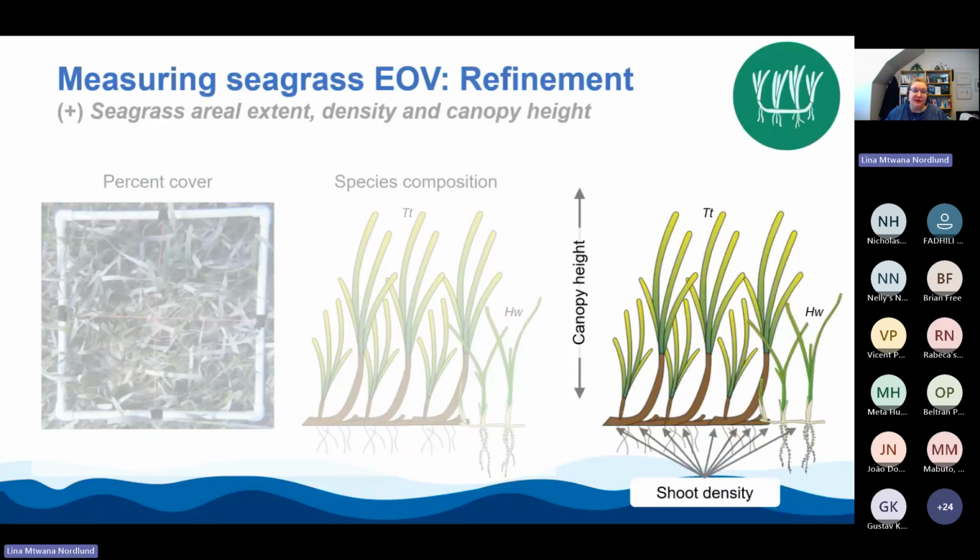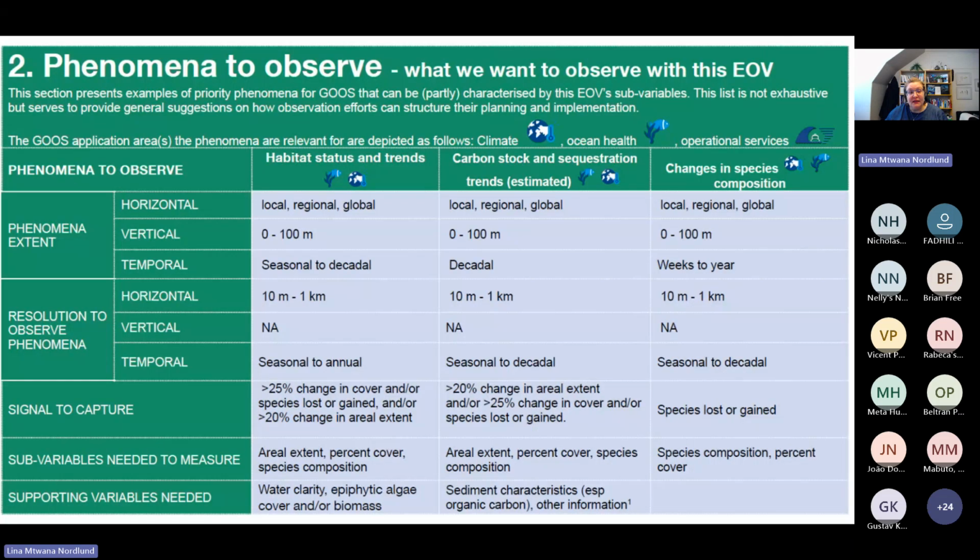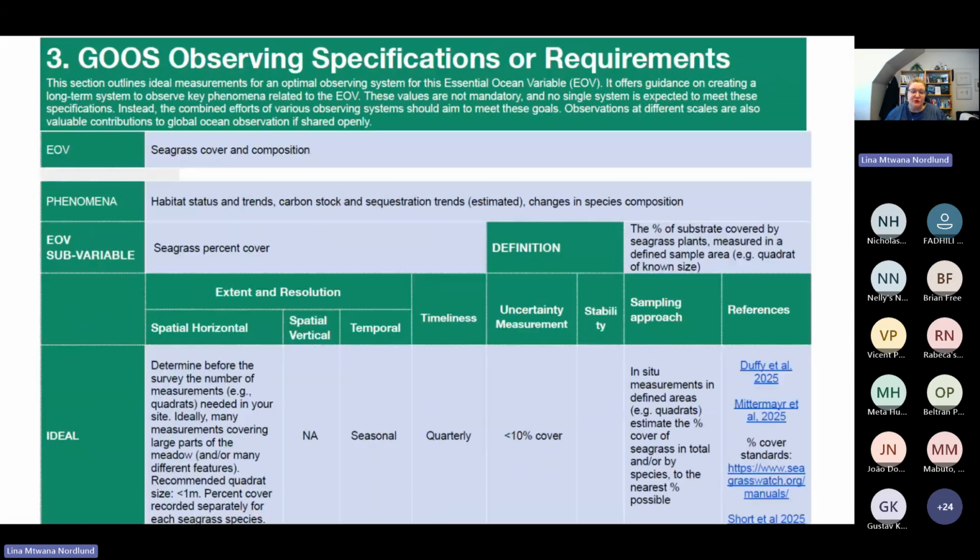So that is something that you then can complement the subvariables with. In the specification sheets, we're also presenting the phenomena to observe, and the first for seagrass is habitat status and trends, and then another example is changes in species composition. It's also presenting the specifications or the requirements.